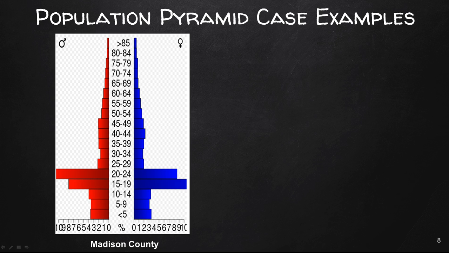So here are some fun and interesting population pyramids to look at. First is Madison County. Why do you suppose there are so many people between the ages of 15 and 24? Madison County has several colleges, so one might suspect this. Also look at that once they have completed their college education, they leave Madison County.